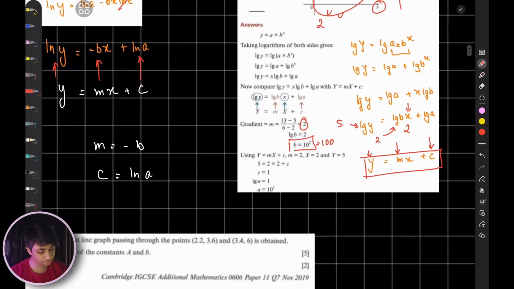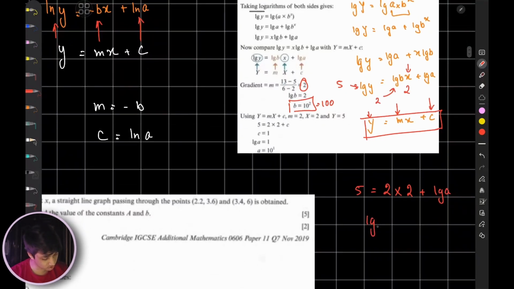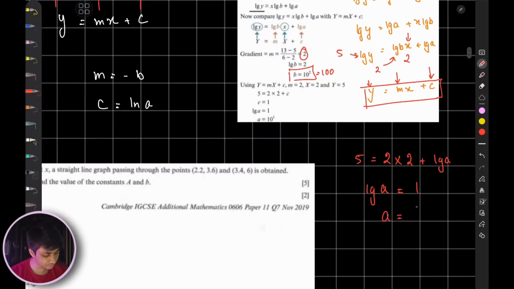So let's do that. I know log y to be 5. I know log b to be 2 times x, which is again 2. And that is going to be added to log a. Let's make log a the subject. And what we find is the answer is going to be 1. But you still need to make a the subject over here. You need to put 10 to the other side. That is to say, a is going to be equal to 10 to the power of 1.